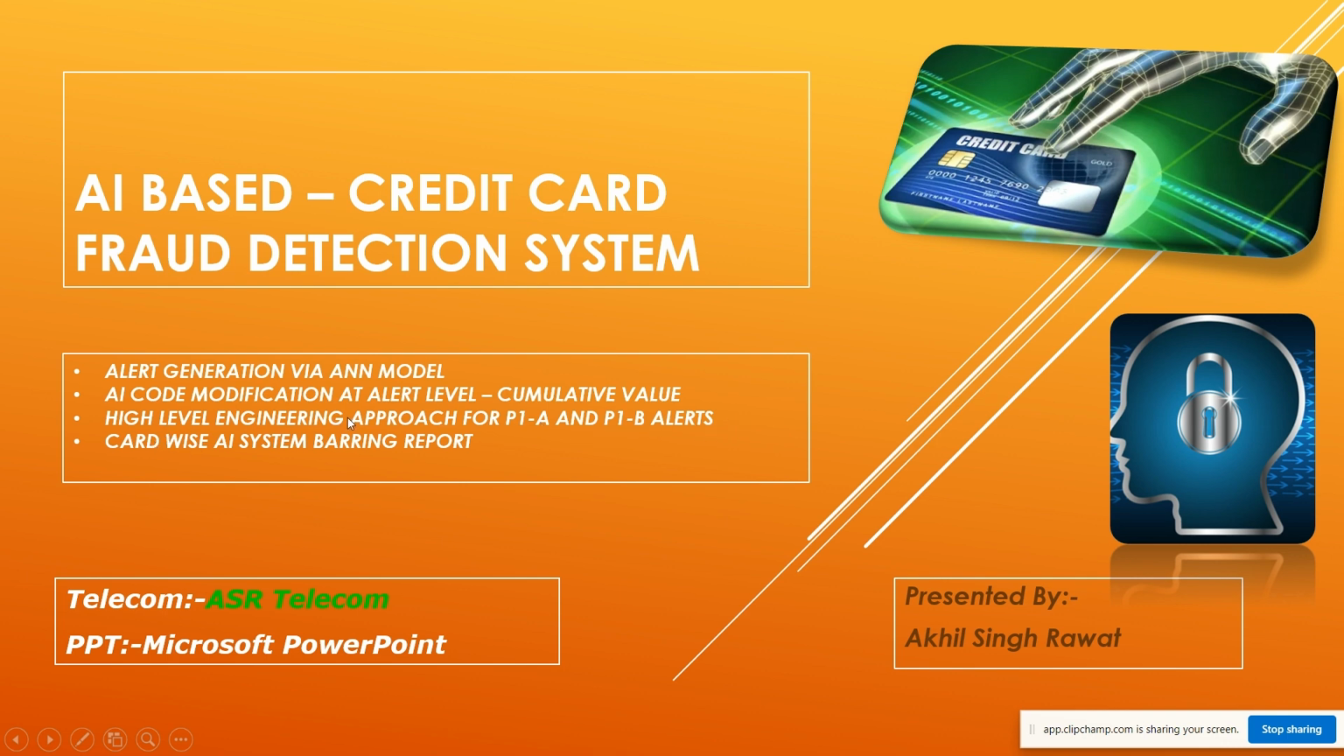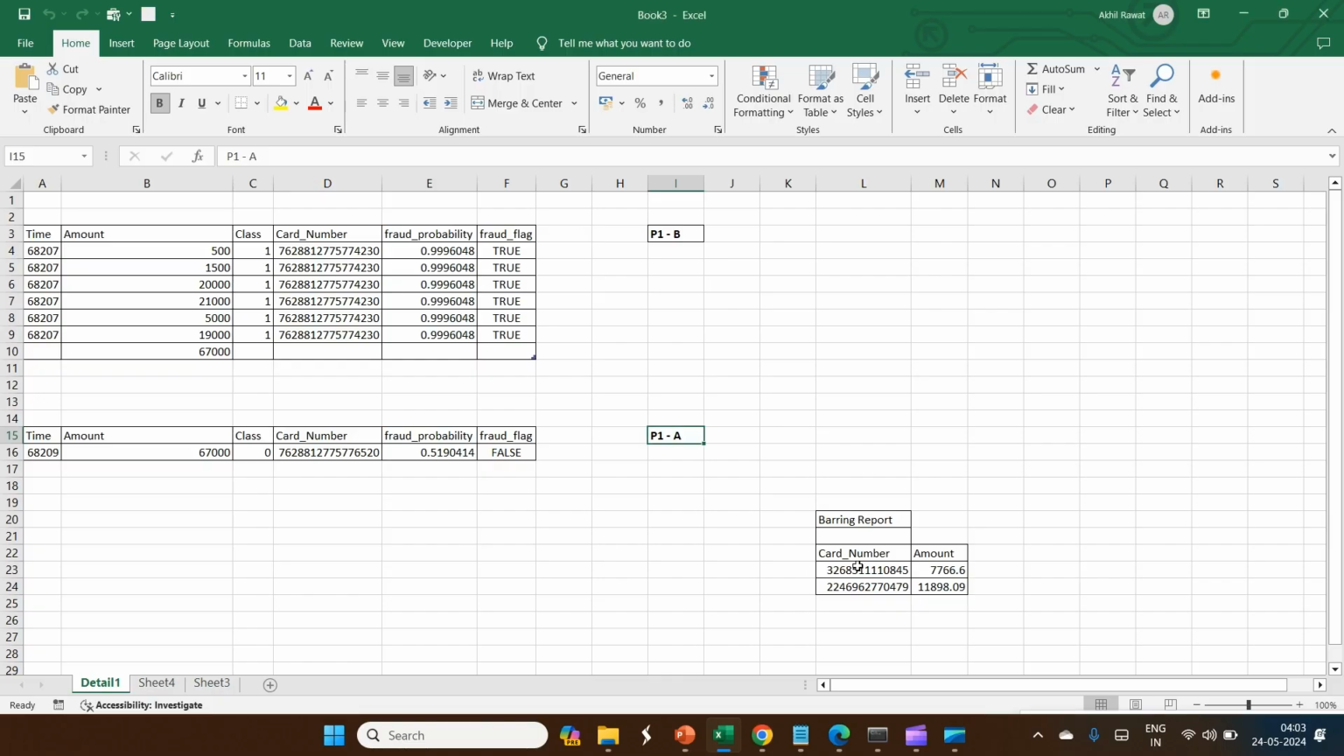Okay. The next point is that a card-wise AI system barring report will be generated. This is the same way we did it for our previous project also. Let me show you again. See here, the card number and amount will be generated at the end of every time interval of this alert script. All the card numbers on which action has been taken by the system, and the corresponding amount, will be in the barring report.